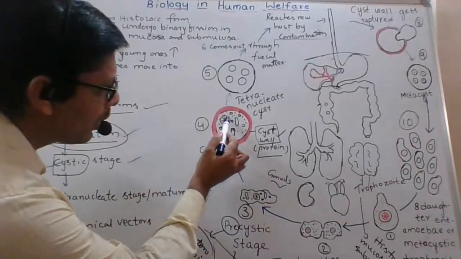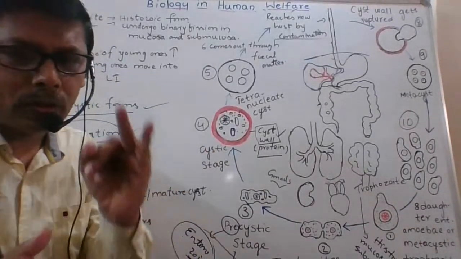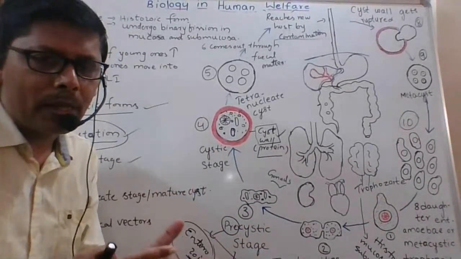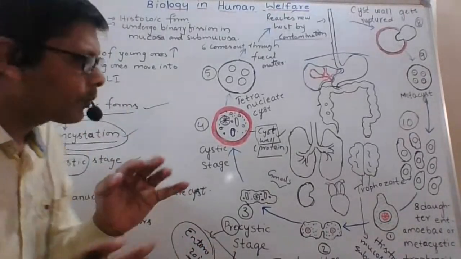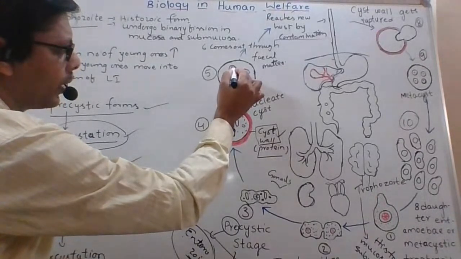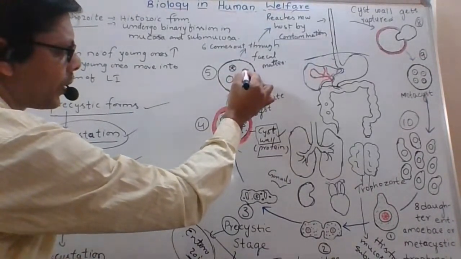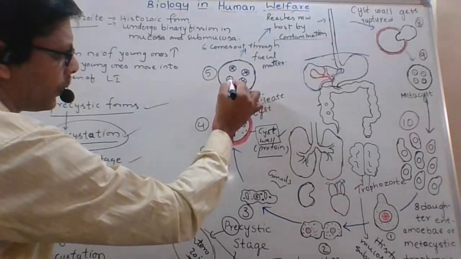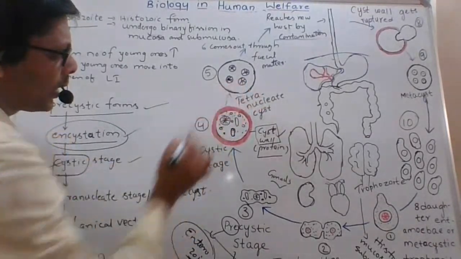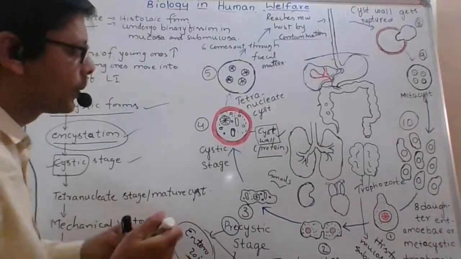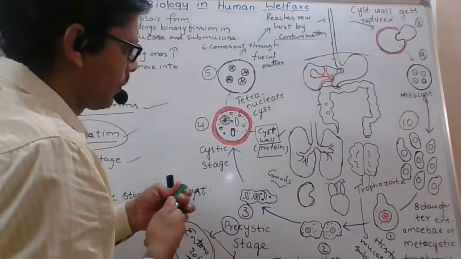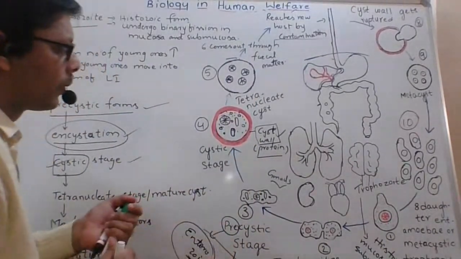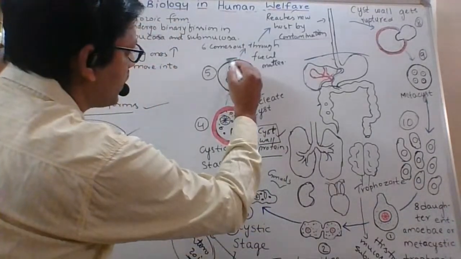Soon after the formation of the cyst wall, after encystation, the nucleus undergoes two successive mitotic divisions. That means the nucleus divides by mitosis two times. As a result, there are a total of 4 daughter nuclei present. And around this there is a cyst wall. This is the cyst wall here.